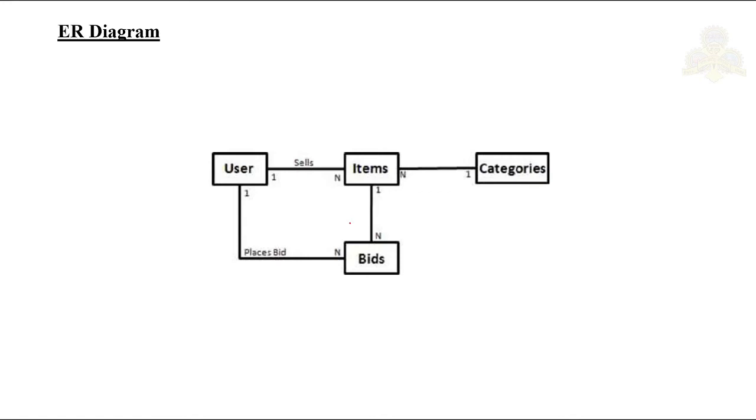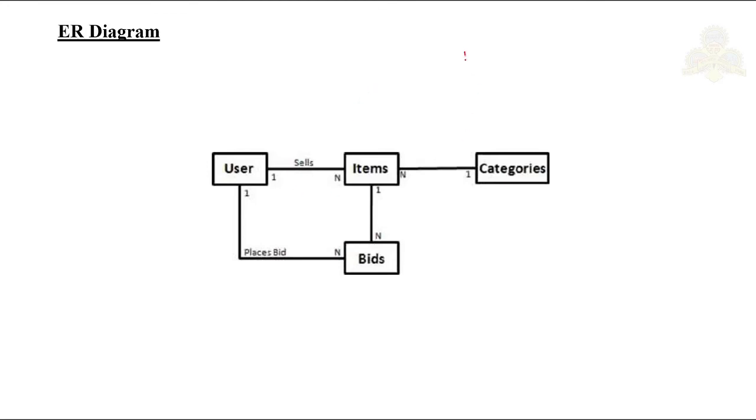Now we will take a simple example wherein you can see this diagram. This diagram is for an auction system wherein a user sells an item, then the item is based on some category, or a user can place a bid. So here user, items, categories and bids are the entities, and these labeled lines show the relationships. That means user sells items or user can place a bid.